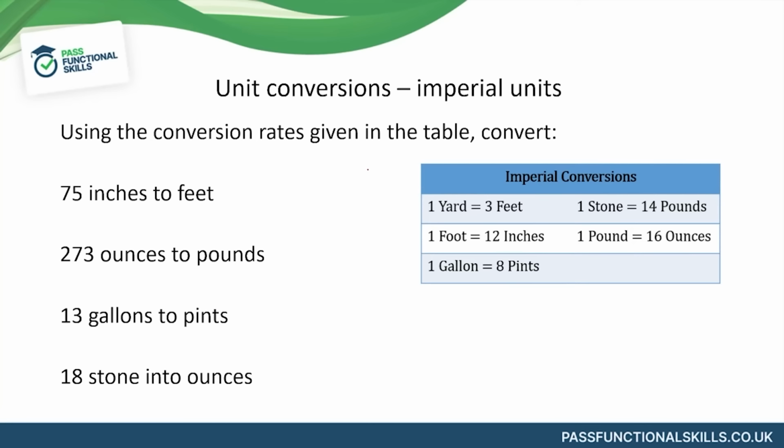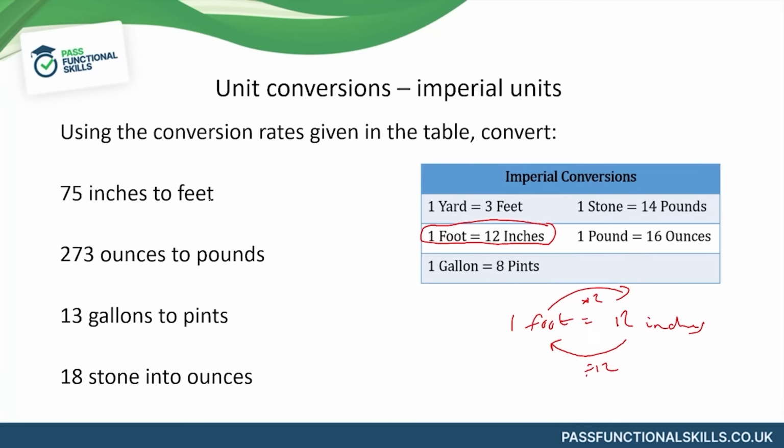Okay, so here we are dealing with some imperial units, and we can see we've been given the conversions here. 1 yard is 3 feet, etc. So if we're converting 75 inches into feet, we are using this conversion here. Let me just write this out again. 1 foot is 12 inches. So if we're converting from feet to inches, we're multiplying by 12. So if we're going from inches back to feet, we are dividing by 12.